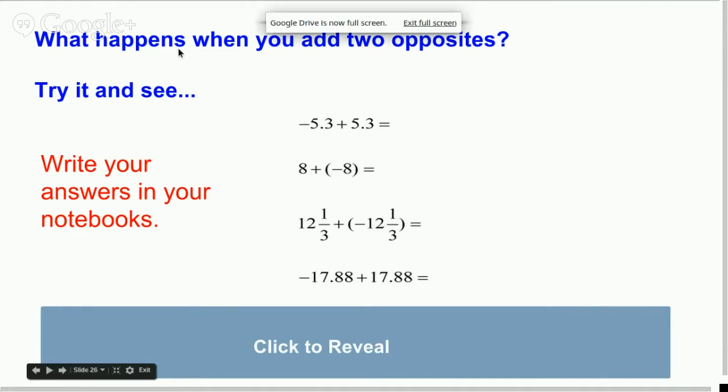What happens when you add two opposites? Try it and see. So when you take -5.3 and you add 5.3 to it, what happens? Write your answer to this question here. So 8 plus -8. 12 1/3 plus -12 1/3. -17.8 plus 17.8. Write your answers in your notebook. Go ahead and pause it.